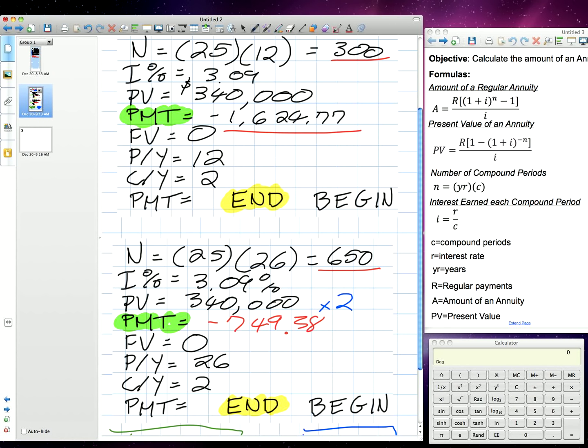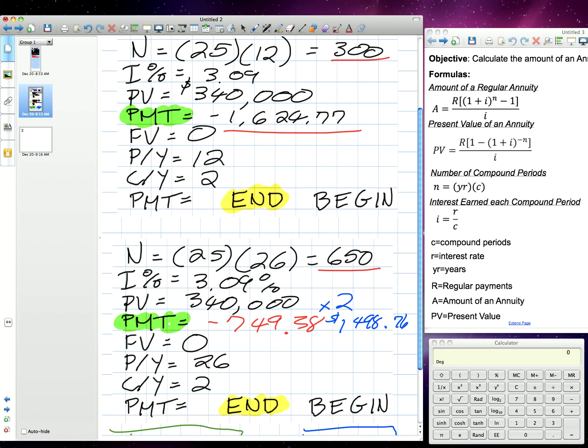If there's 4 weeks in a month, and we're making payments every 2 weeks, that means I'm making 2 payments every month. So I multiply this number by 2. So we get 749.38 times 2. I'm paying, this says, $1,498.76 a month.